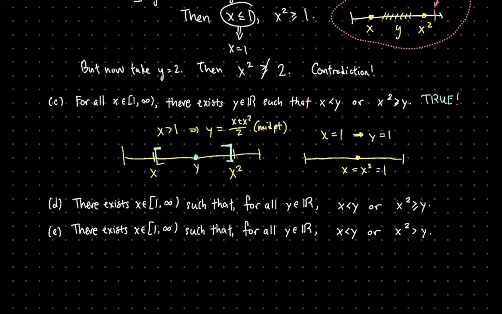Here, let's just pick y to be 500. If I pick y to be 500, then certainly x is less than y. So the statement's true for x equals 1. And if x is bigger than 1, that means there's some gap between x and x squared, so I can just insert y in the middle. So either way, there's always going to be some y bigger than x. Who cares about the second statement? It's an or statement, so as long as this first one's true, the whole thing is true. Okay?